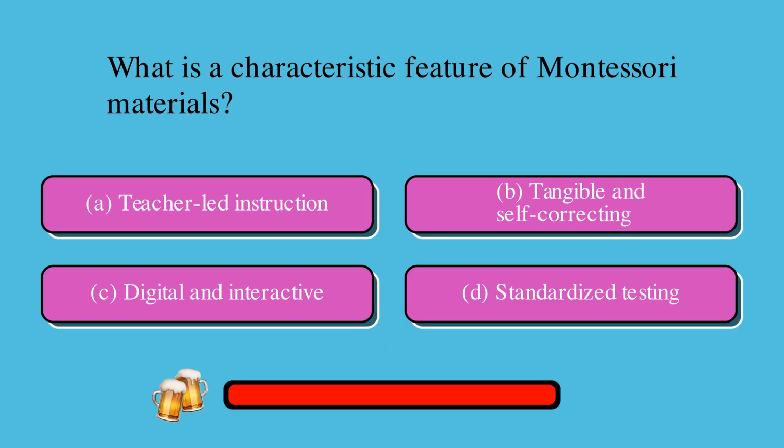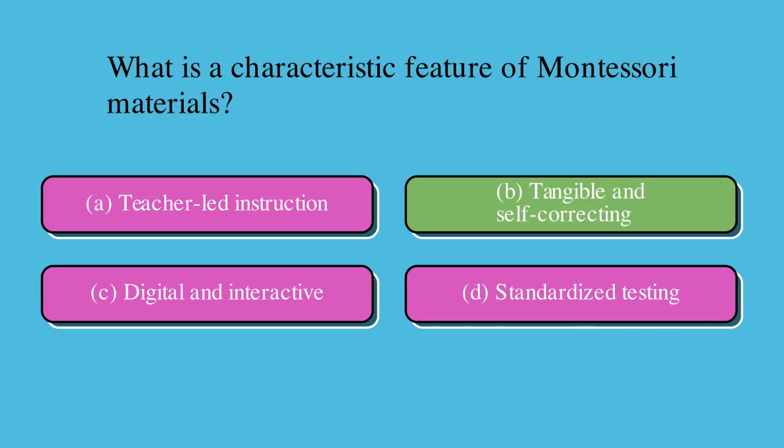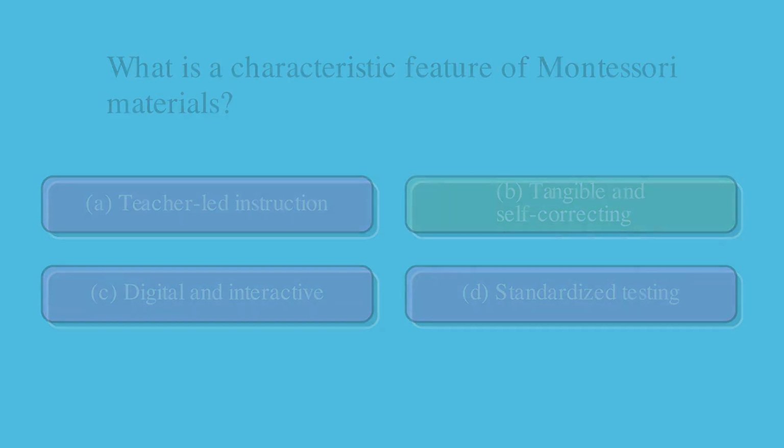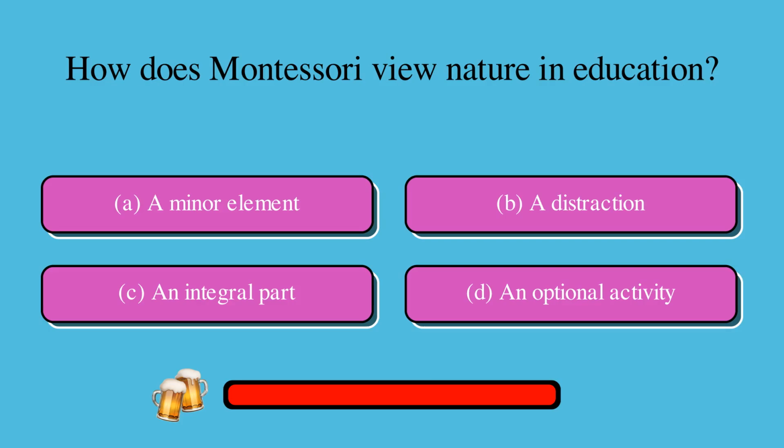What is a characteristic feature of Montessori materials? Is it A, teacher-led instruction, B, tangible and self-correcting, C, digital and interactive, or D, standardized testing? The correct answer is B, tangible and self-correcting. How does Montessori view nature in education? Is it A, a minor element, B, a distraction, C, an integral part, or D, an optional activity? The correct answer is C, an integral part.